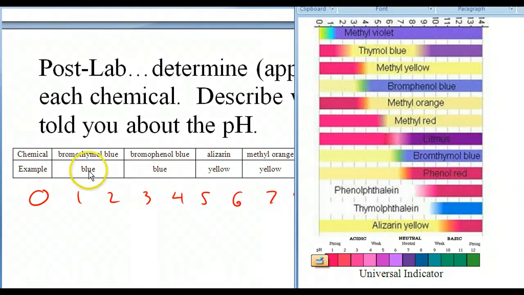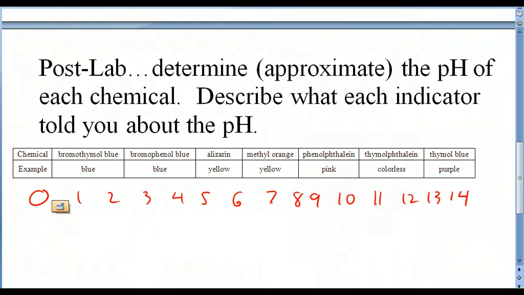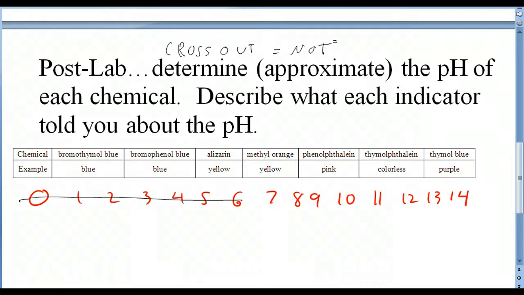Because it is blue, I'm going to cross out not blue, which is yellow and green, which is roughly 0 to 6. So I know these numbers are not possible. It still leaves 7 through 14 as possibilities, but it crosses out 0 to 6. You cross out what it's not. And so we took care of bromothymol blue.